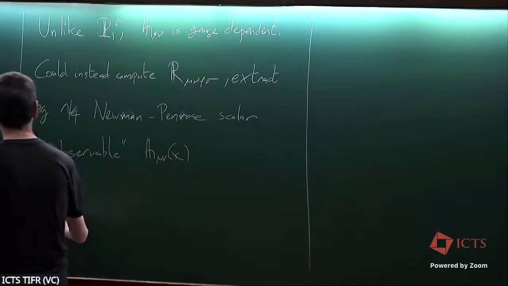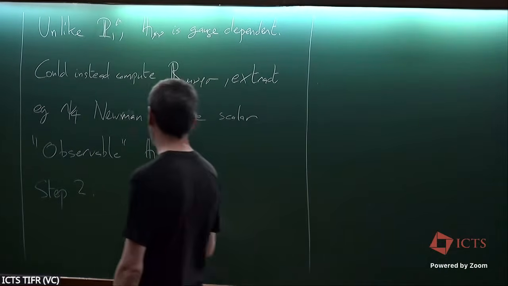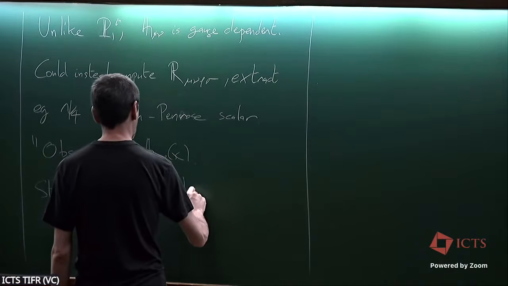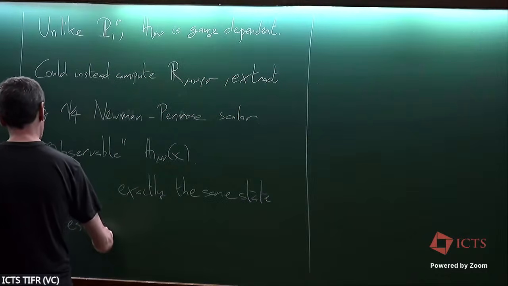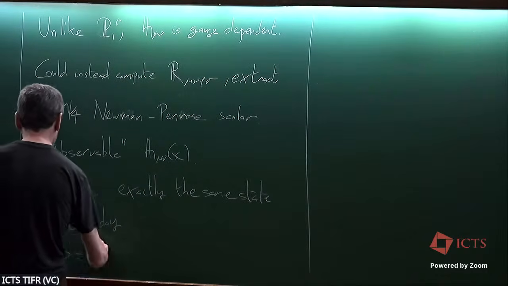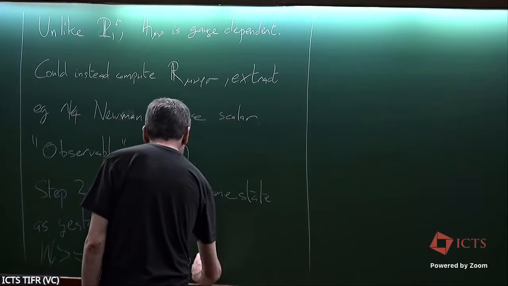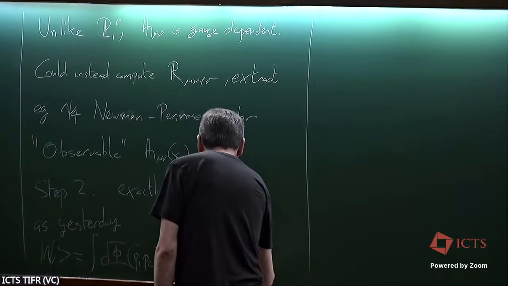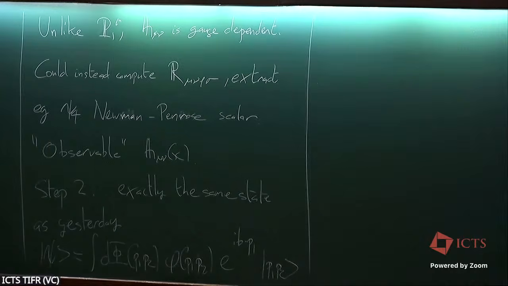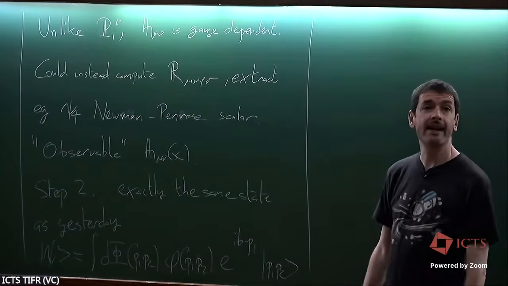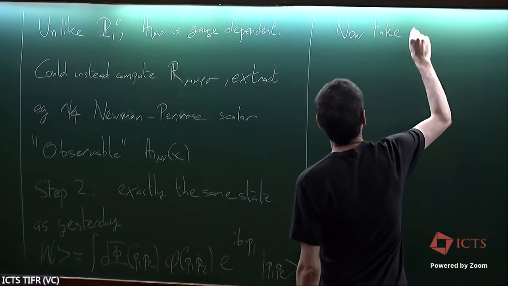Step two, we have to pick a state. I'm going to use exactly the same state as yesterday, namely psi will be an integral d phi of p1 and p2 for the two particles that I'm scattering. I'll put them in wave packets, phi of p1, p2, and I will translate one of the particles with respect to the other. So the state will take that form. It's exactly the same state as yesterday, but I'm now taking units where h bar equals 1.